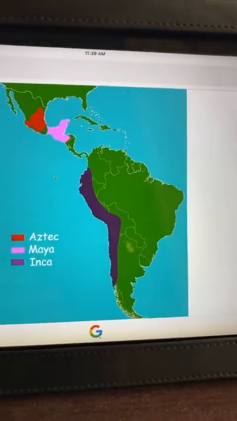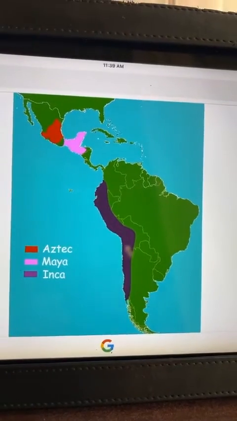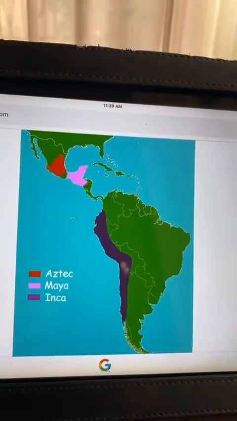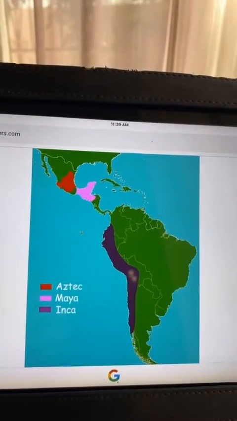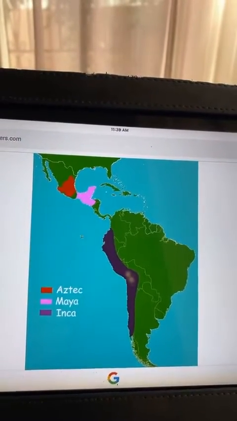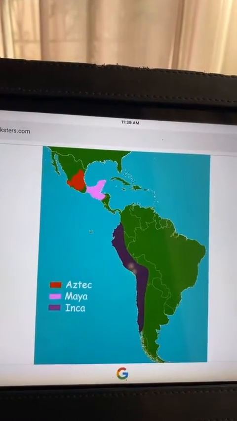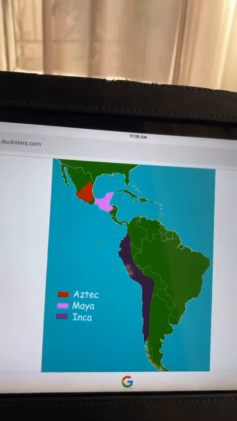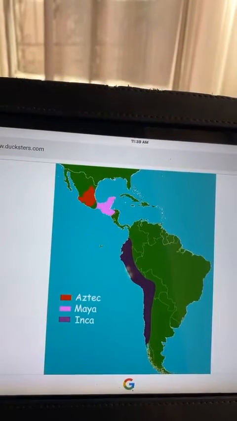There we are. See that? The pink one was the Maya, that was Nicaragua and all that. The red ones are the Aztecs. And the Inca is the one in the Andes. And then you've got all the other green part. Well, we don't know much about that, the Amazons and all that.